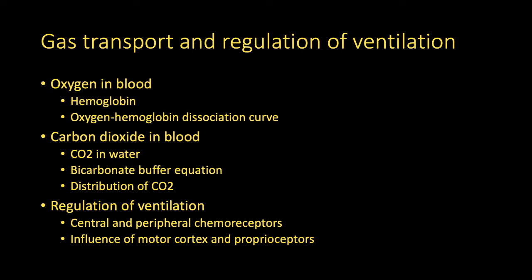In B, we'll talk about carbon dioxide in the blood, how it reacts with water in the bicarbonate buffer equation, which you may have already seen in Lab 20, and then how CO2 is distributed in the blood. And then finally, in part C, we'll talk about the regulation of ventilation, what our body uses to determine how rapidly we need to breathe.